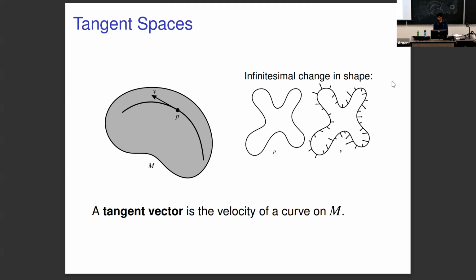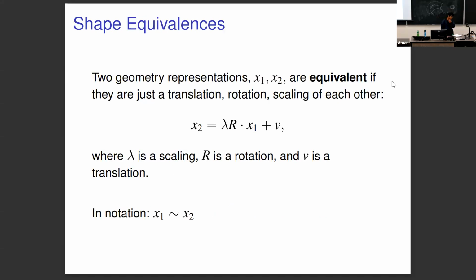No? All right. Okay, so next, let's talk about shape equivalences, right? We already saw this a little bit before, but what we want is a mathematical definition of what it means for two shapes to be equivalent. We already briefly mentioned that they should be invariant to scale, invariant to rotation, and also invariant to translation. But what does that mean in math?